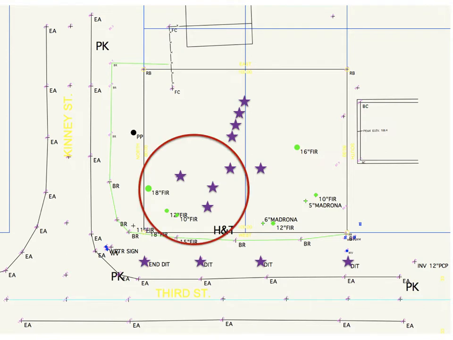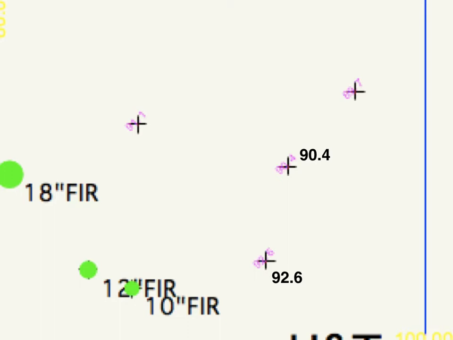We're going to zoom in on this section of the site so we can look at it a little more closely. And you can see that these are the spot grades. And the two we're going to look at, one says 92.6 and the other says 90.4. So between those two, there will be a 92-foot contour and there will be a 91-foot contour. And we have to find the 2 points where they'll cross.